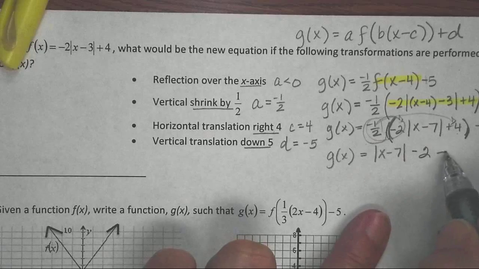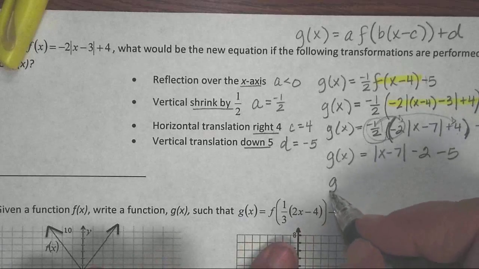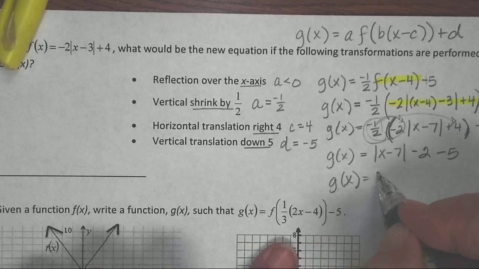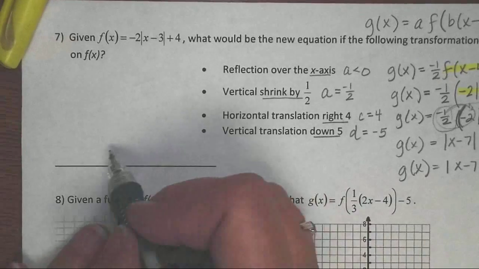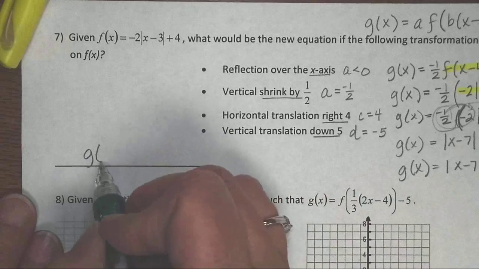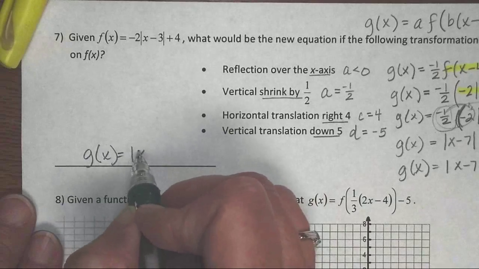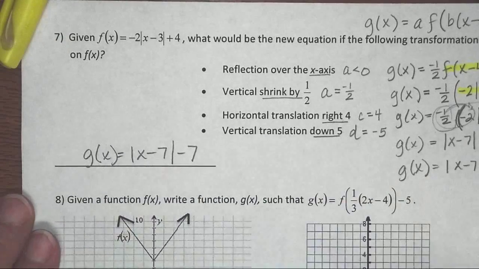And now my parentheses are gone, I subtract 5. So my new function, g of x, is the absolute value of x minus 7 minus 7. That is my transformation. G of x is equal to the absolute value of x minus 7 minus 7.